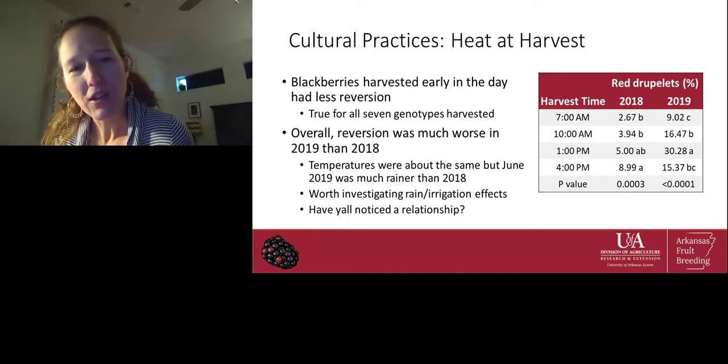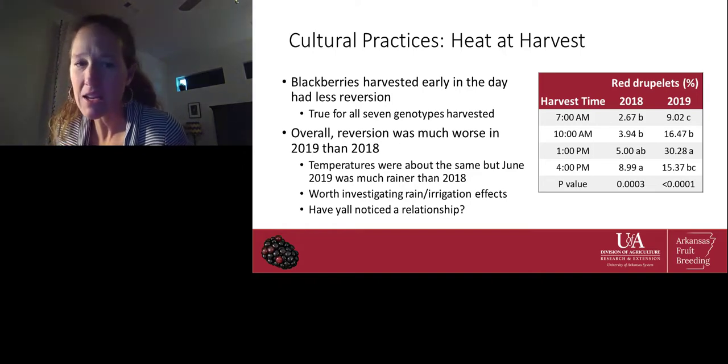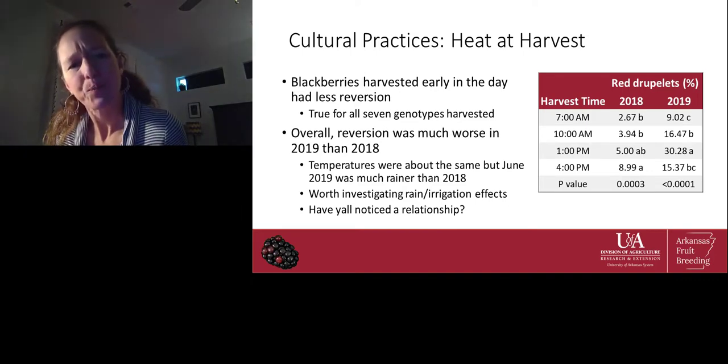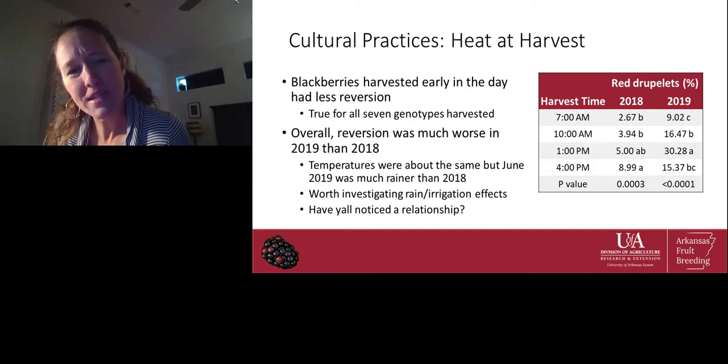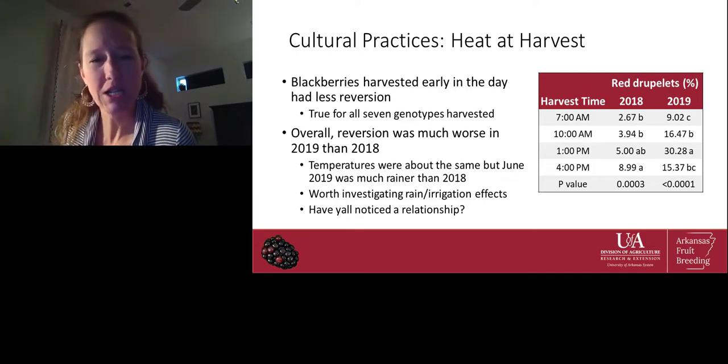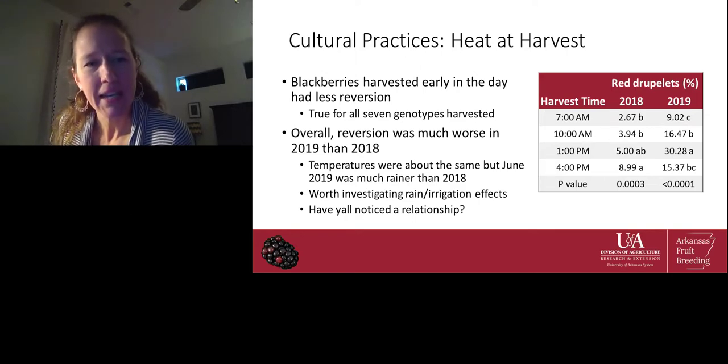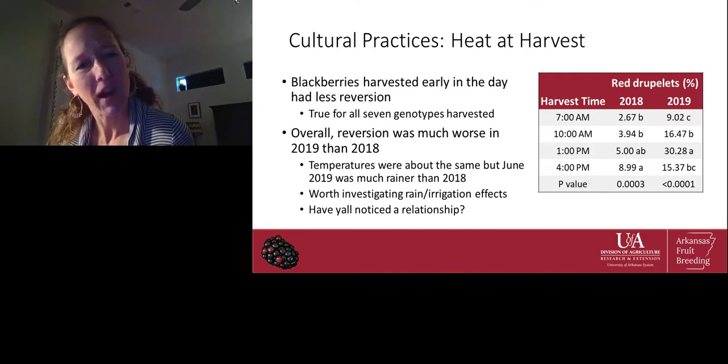And I'll note that the reversion was much worse again in 2019 than 2018, even though it was actually hotter in 2018. And I think that there may be an effect of rain on that. We didn't harvest within 48 hours of a rain event, but we did have a rainy June in 2019. And so I think it may be worth investigating in the future rain or irrigation effects on red drupelet reversion.